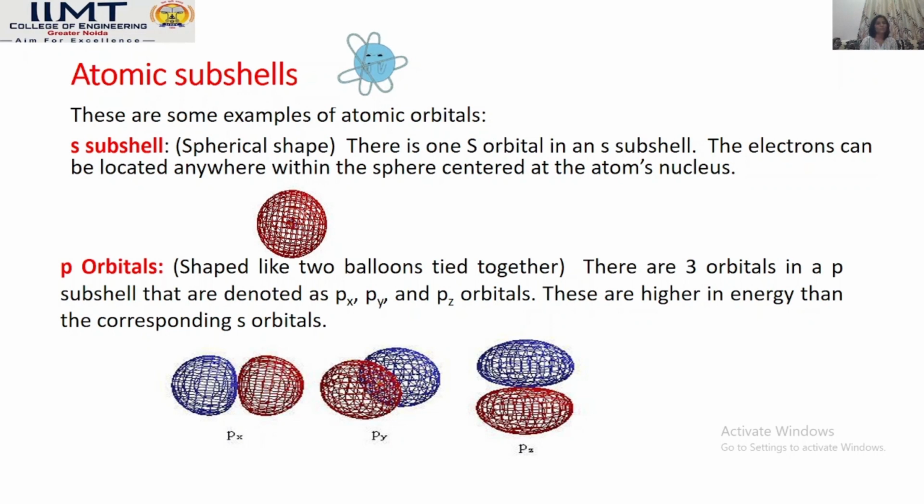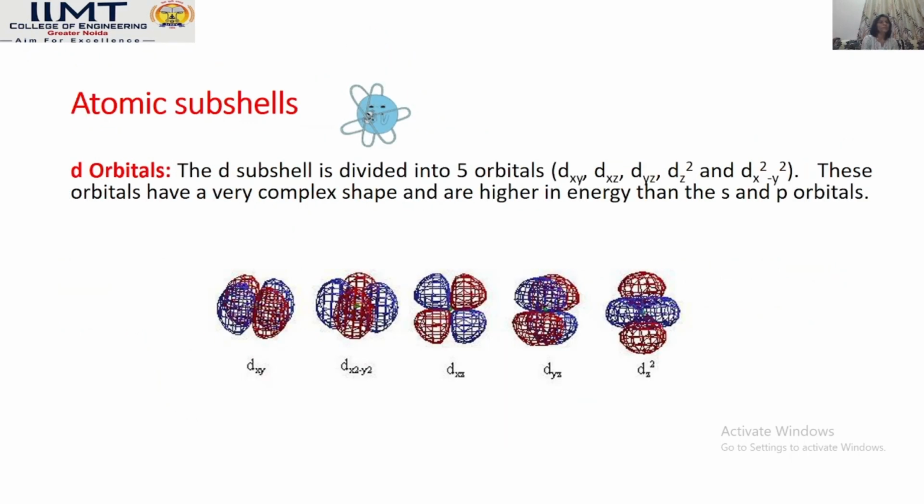P orbitals. It's shaped like two balloons tied together. There are three orbitals in a p subcell that are presented as px, py, and pz orbitals. These are higher in energy than the corresponding s orbitals. D orbitals. The d subcell is divided into 5 orbitals: dxy, dxz, dyz, dz square, and dx square minus y square. These orbitals have a very complex shape and are higher in energy than the s and p orbitals.